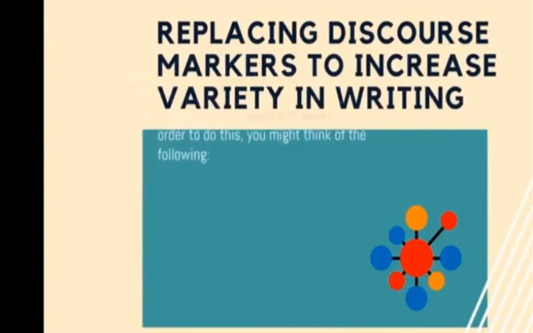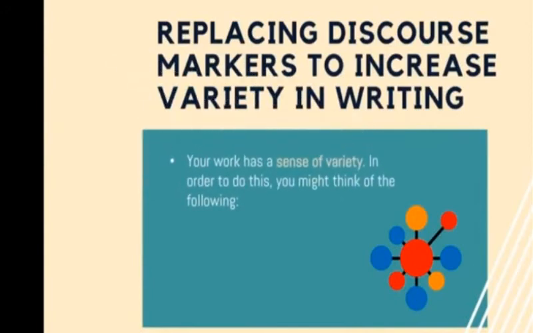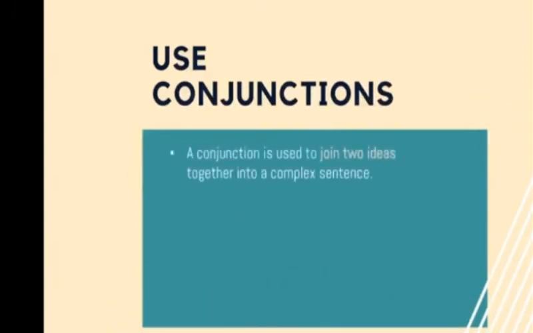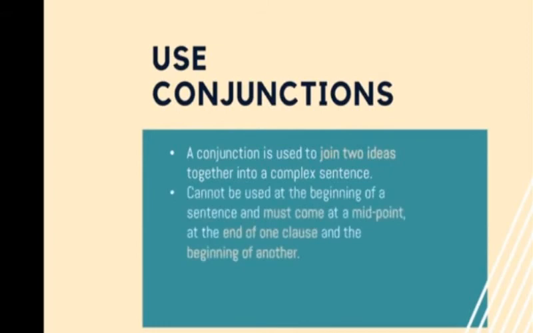In your writing, you will want to spend some time ensuring that your work has a sense of variety. In order to do this, you may use the following. Use conjunctions and omit discourse markers if necessary. A conjunction is used to join two ideas together into a complex sentence. Unlike discourse markers such as however, a conjunction cannot be used at the beginning of a sentence and must come at the midpoint, at the end of one clause and the beginning of another. It is usually possible to rephrase a pair of sentences that use a sentence connector by using a conjunction instead.